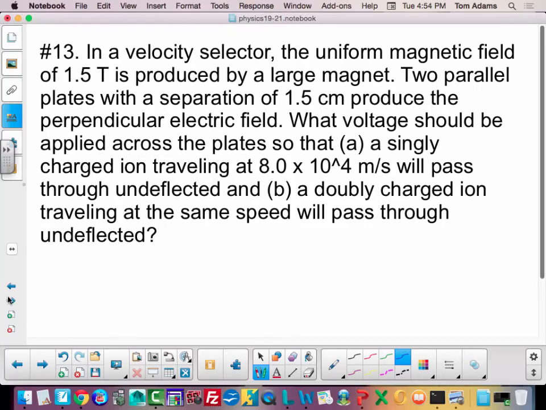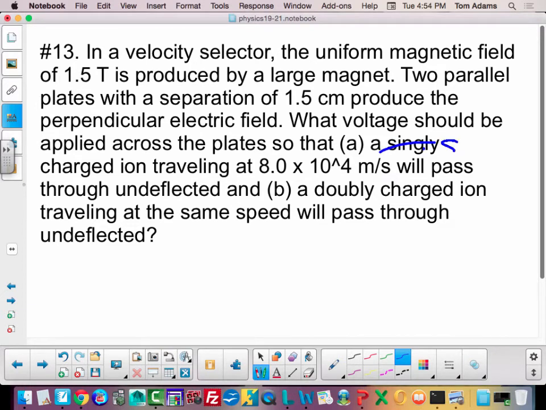For problem number 13, it says in a velocity selector, the uniform magnetic field of 1.5 Tesla is produced by a large magnet. Two parallel plates with a separation of 1.5 centimeters produce a perpendicular electric field. I think there's a typo there. What voltage should be applied across the plates so that, for part A, singly... I think that's a typo too. I think that's supposed to say a single charge.